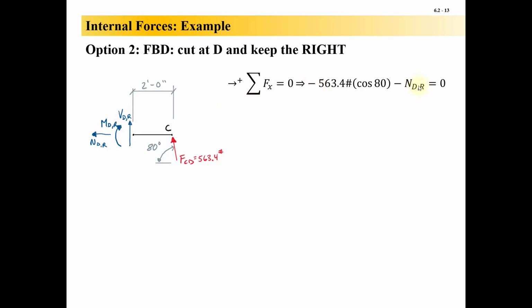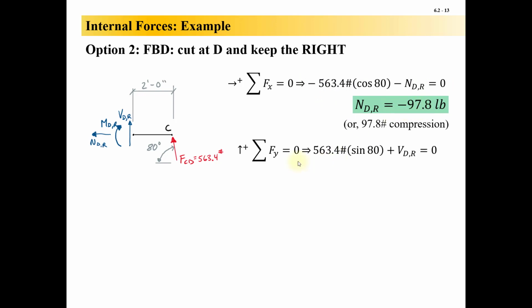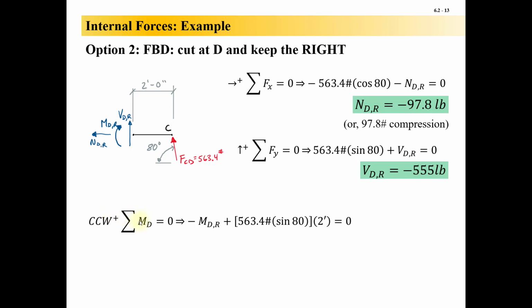So let's do that. Sum of forces in the x equal to 0. Guess what? Exactly the same value. Sum of forces in the y. I've got 563.4 times the sine of 80 degrees plus VDR gives me minus 555 pounds. Notice when we flip the signs, everything stays exactly the same. Then I do sum of moments. Again, I'm going to do it about point D. I've got minus MDR because now it's pointing as a clockwise moment in its assumed positive sense. So it goes into my statics equilibrium equation as a negative.